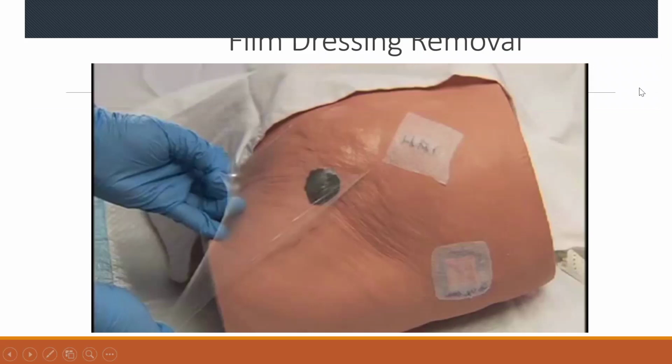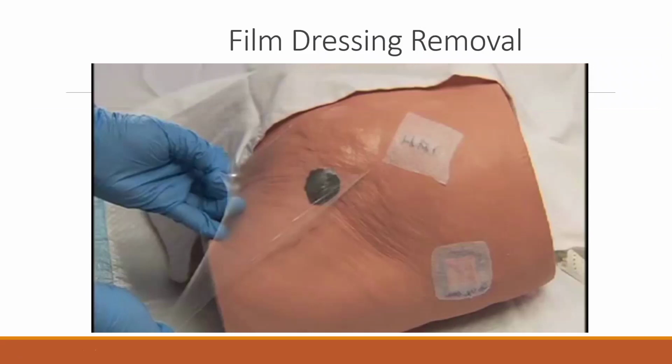Okay, so that video was just trying to show you how to apply the film dressing, the big one. And also when you try to remove the film dressing, it is slightly different from the normal dressing. You just pull on the corner of the dressing and extend it, and you will slowly remove that dressing.